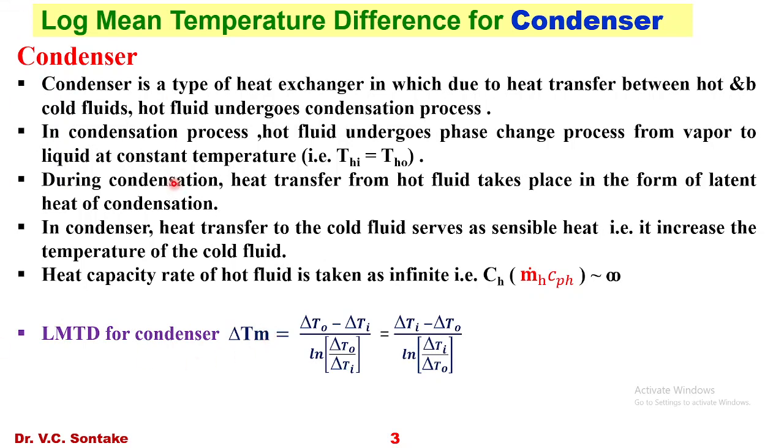Hence, the LMTD expression for condenser in the most generalized form can be given as delta Tm is equal to delta To minus delta Ti over log of delta To over delta Ti, which can also be written as delta Ti minus delta To over log of delta Ti over delta To, where delta Ti is the temperature difference between hot and cold fluid at the inlet of the heat exchanger, and delta To is the temperature difference between hot and cold fluid at the outlet or exit of the heat exchanger.